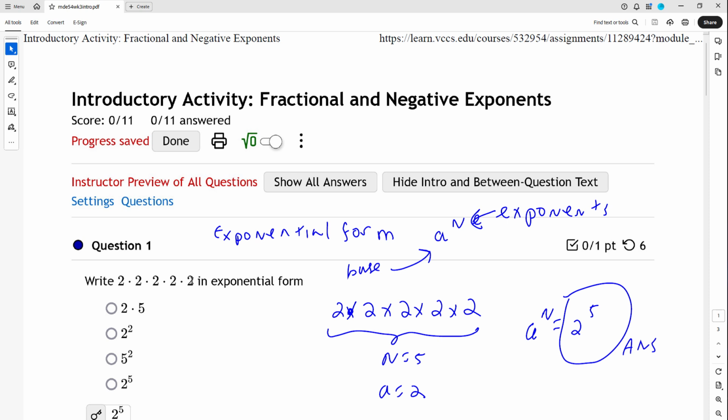We use exponents to represent the repeated multiplication of the same number. So from this one here, we can see that 2 is being multiplied 5 times. A number written in exponential form has 2 parts, the base and the exponent. The base is the number that's being multiplied, and n tells how many times it's repeatedly being multiplied by itself. So in this case, my n is 5, it's been multiplied, repeated 5 times, and my base is 2. So I end up with 2 to the 5th power for question number 1, and that is my answer.